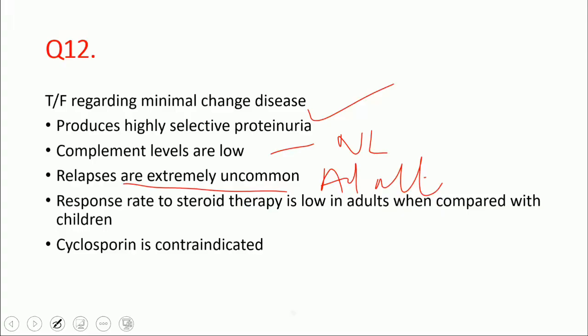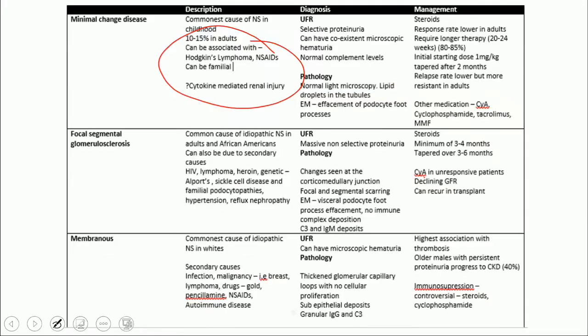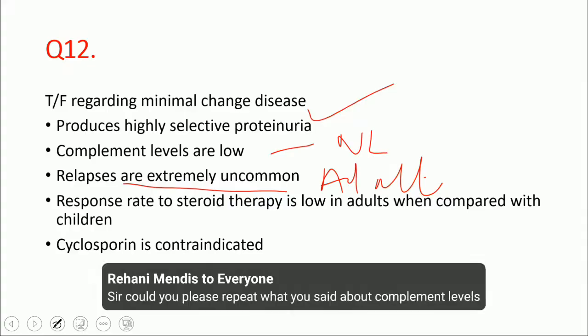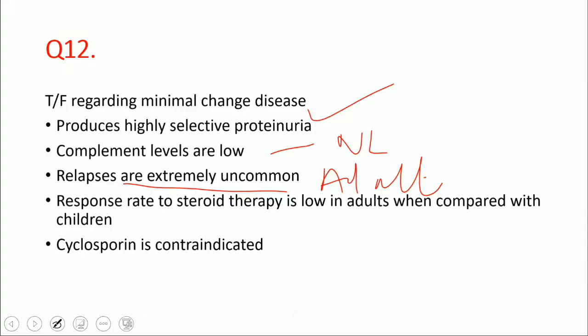When it comes to adult minimal change disease, in those sort of situations, we can use drugs like cyclosporine or cyclophosphamide. So the main differences with minimal change in adults and children: minimal change in adults is less common, a less common cause of nephrotic syndrome, right? They have more relapses and response to steroids is less, right?